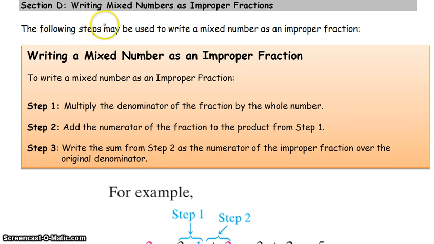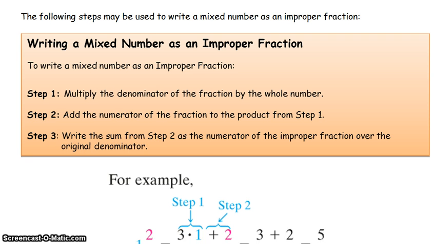Now we come down here to section D. It tells us the following steps may be used to write a mixed number as an improper fraction. To write a mixed number as an improper fraction, we multiply the denominator of the fraction by the whole number. Step 2, we add the numerator of the fraction to the product from step 1. And finally, step 3, write the sum from step 2 as the numerator of the improper fraction over the original denominator.